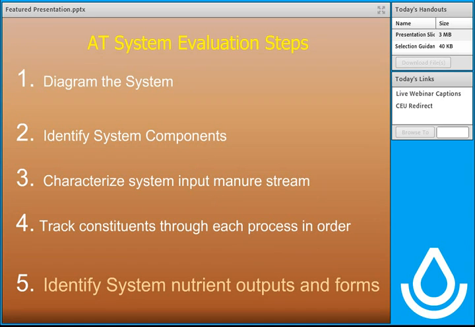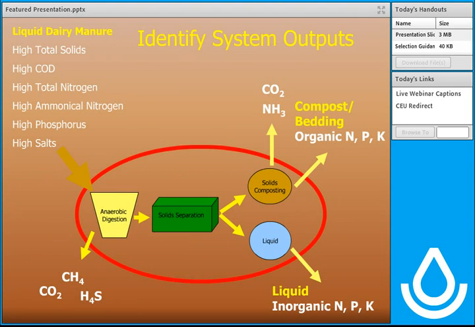Now, the final step is to review the nutrient and other byproduct levels and the forms once the manure has traveled through the entire system. For this step, one looks at what crosses the system boundary. That's what I mentioned a little bit earlier. One should consider the mass balance and make a very good estimate as to the magnitude and the distribution of the input nutrient mass in each of the output streams.